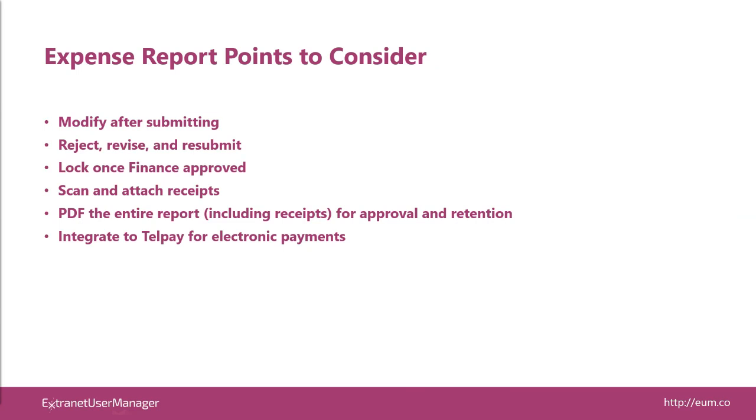So that modify after submitting really drove the technology choice around how we were going to build the form. We need to be able to reject it, revise it, resubmit it, lock it down once finance approves it. I mentioned the ability to scan and attach receipts, so having a document attachment as part of that. And then this last part is important as well: these may need to be retained as records for many years. Maybe you've got a 7-year retention policy on expense reports.